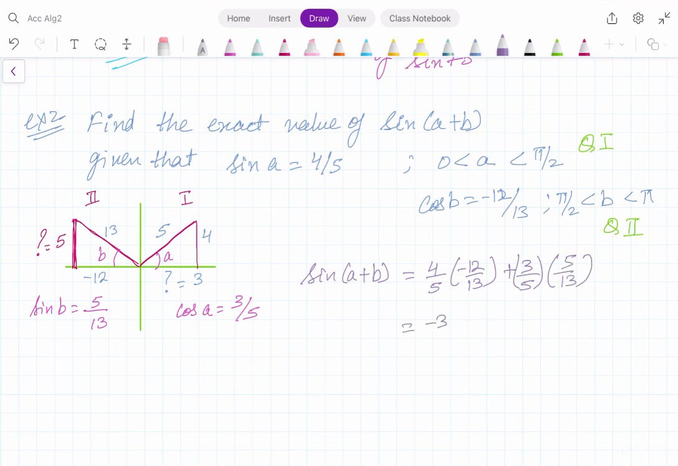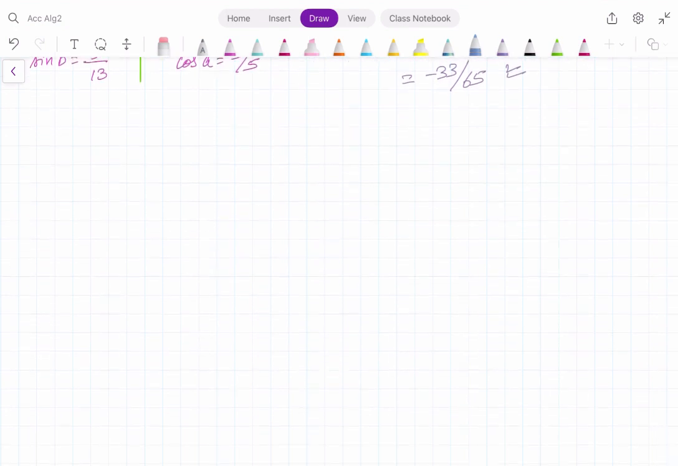So these will be the values. If you multiply and add the fraction, it will be negative 33/65. Let's take one more example.